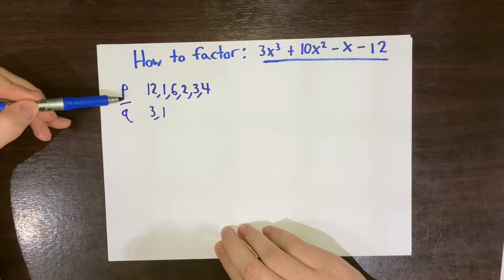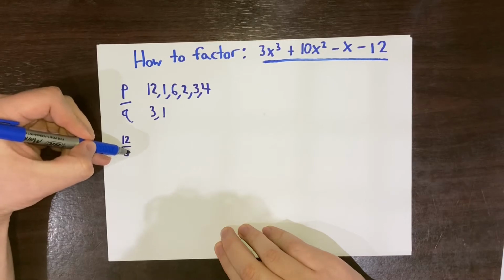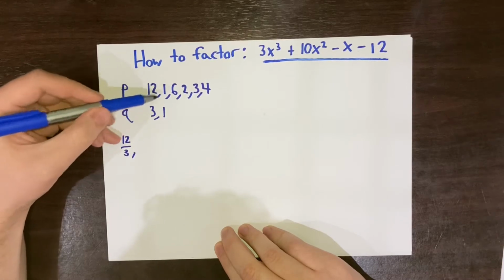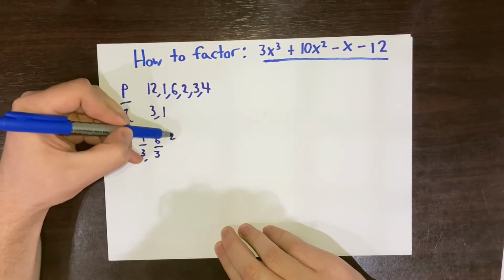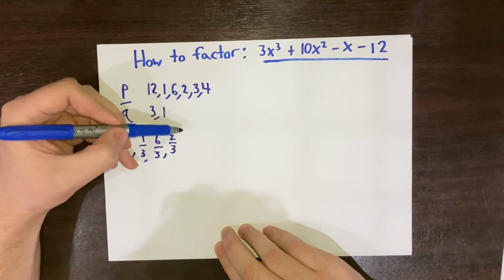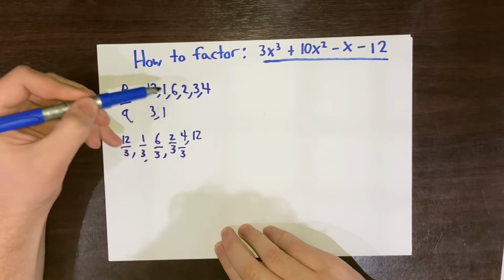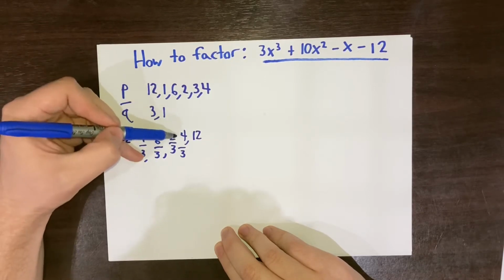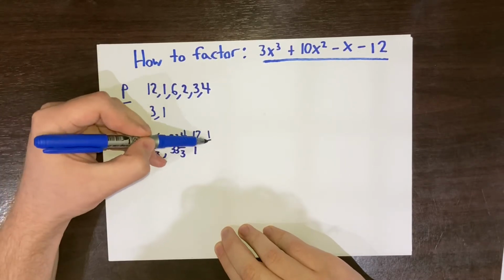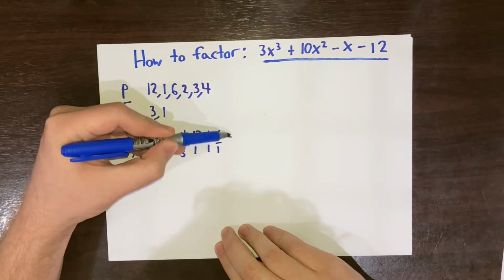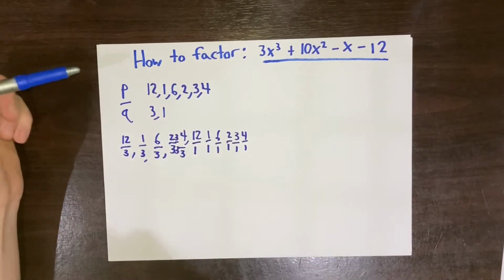So let's list all of our possible values of p over q real quick. We have 12 over 3, 1 over 3, 6 over 3, 2 over 3, 4 over 3. I missed 3 over 3. 12 over 1, 1 over 1, 6 over 1, 2 over 1, 3 over 1, and 4 over 1. So quite a few, but some of them repeat.